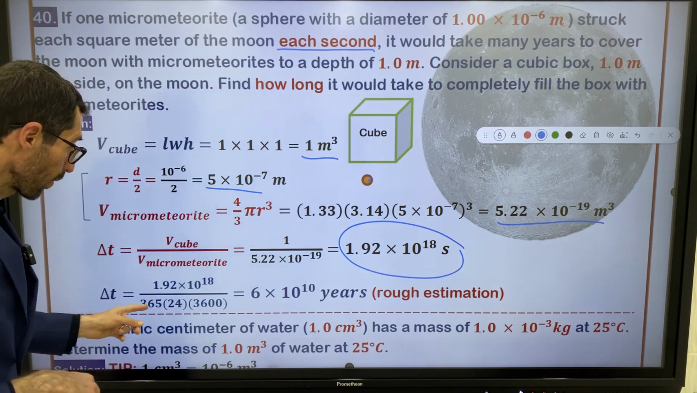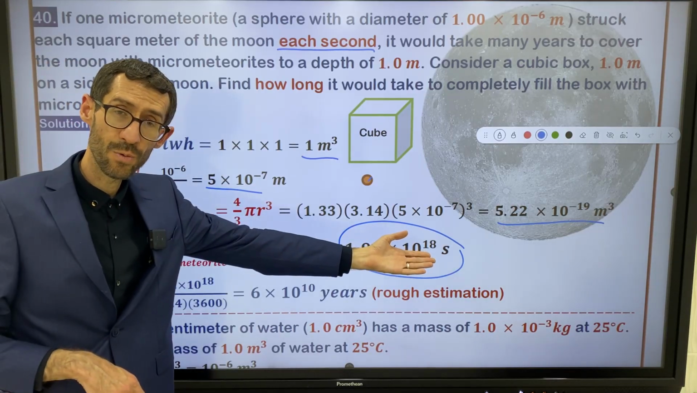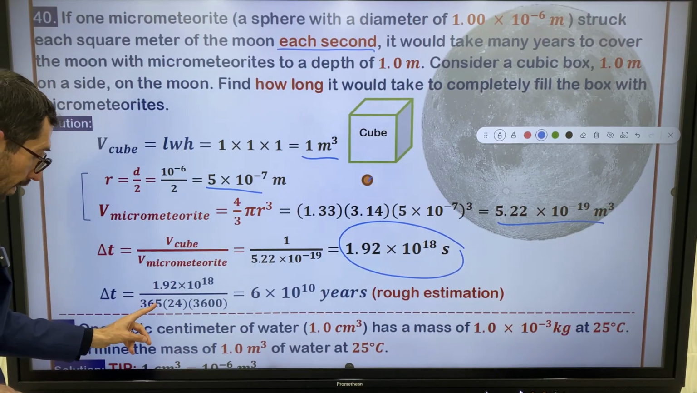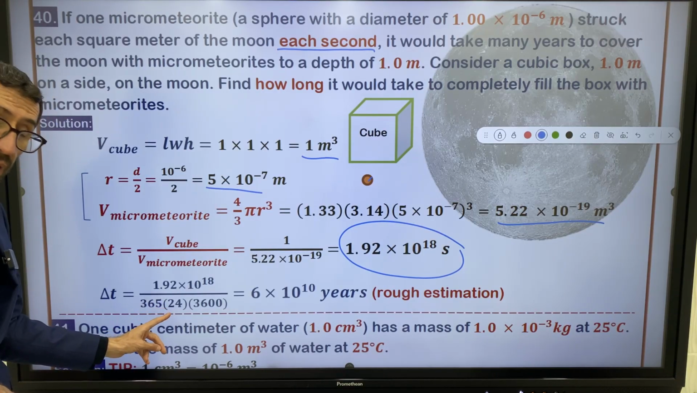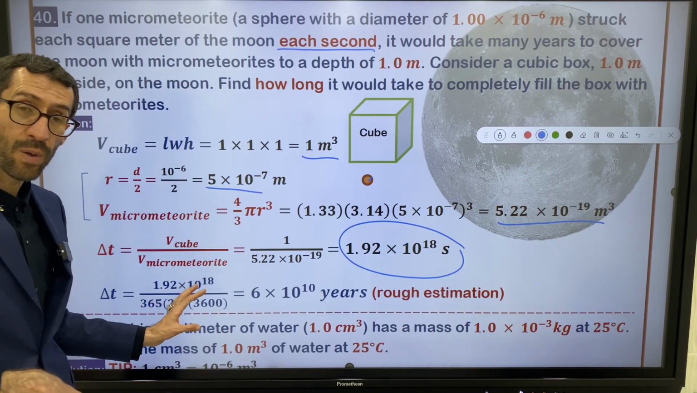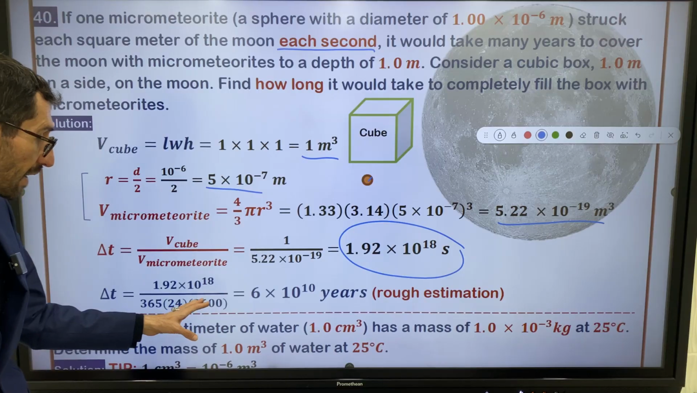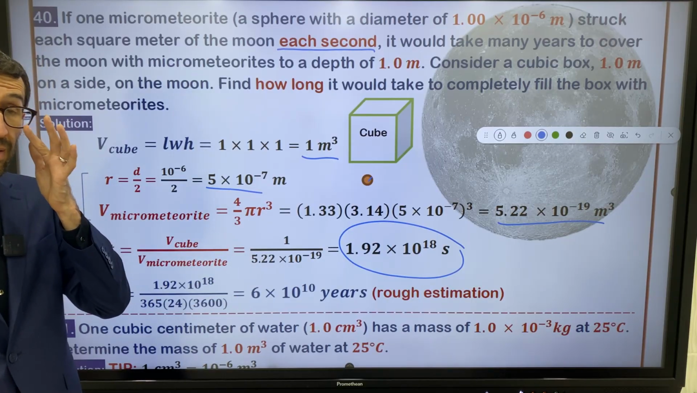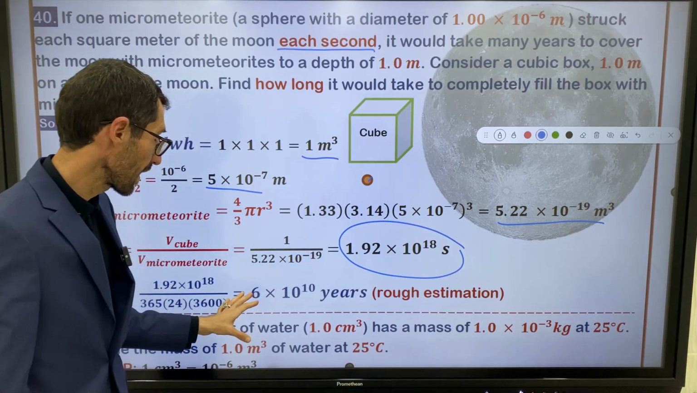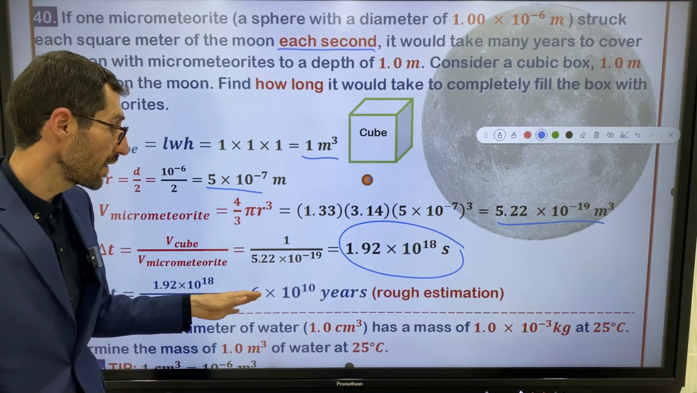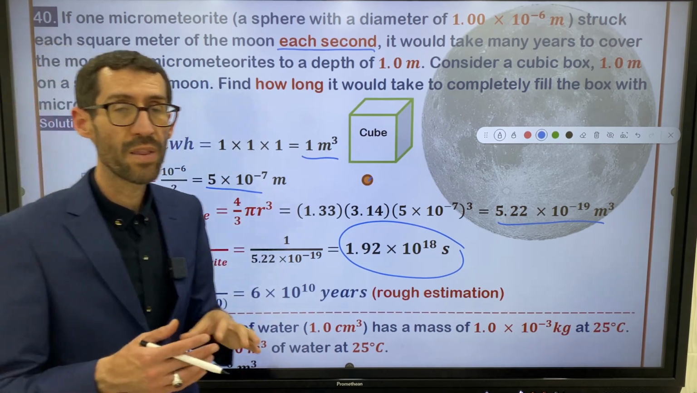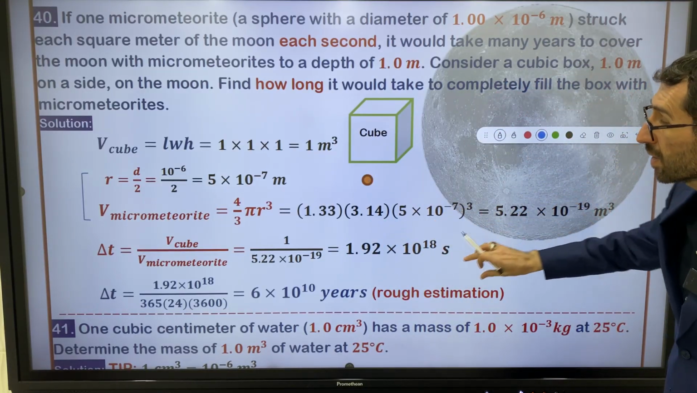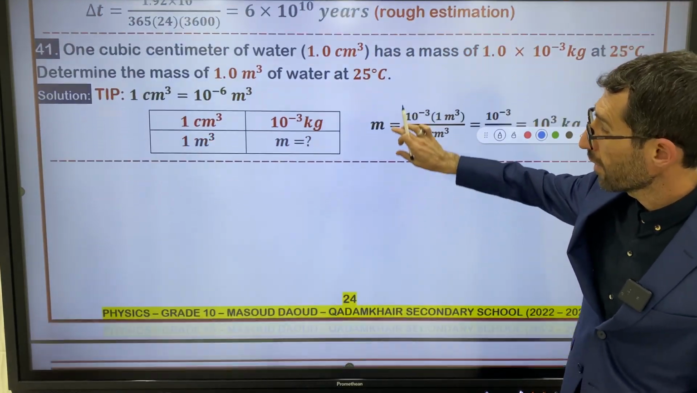After that, delta T is equal to this answer. We want to convert it to years. This number is divided by 365 days, each day contains 24 hours, and each hour contains 3,600 seconds. By doing so, you find the time period in years. That's why it takes 6 times 10 to the power 10 years to fill the box with micrometeorites. This is the answer of question 40. Let's move on to the other question. Question 41. I think we have one more.